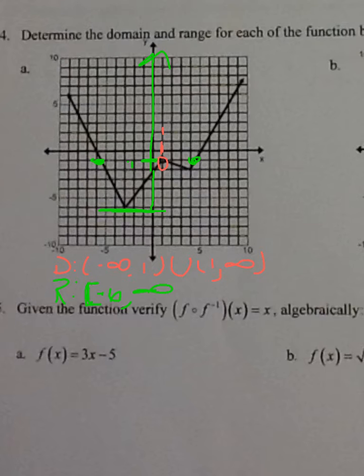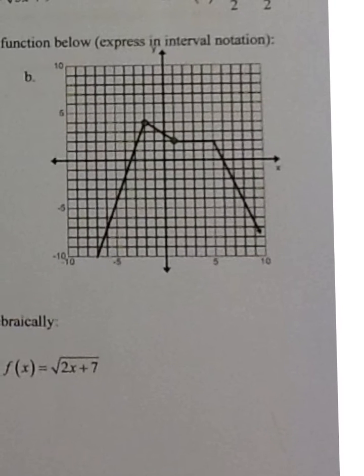All right, so let's take a look at B. All right, so I have a couple of holes here. I have a hole here. I have a hole here. There's no arrow here, so it stops here, but there is an arrow here. So I have a hole here and a hole here.